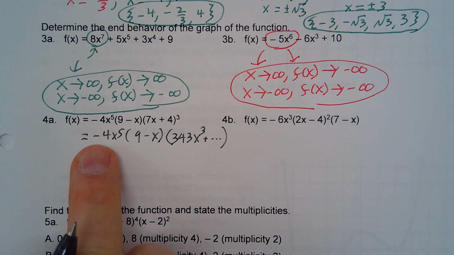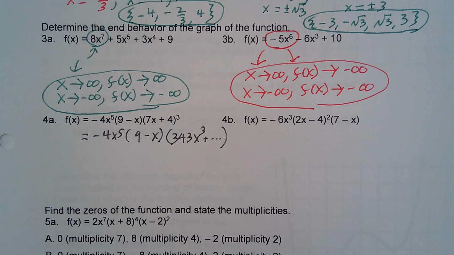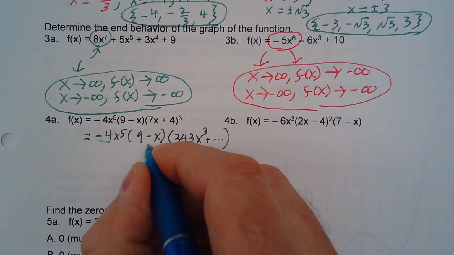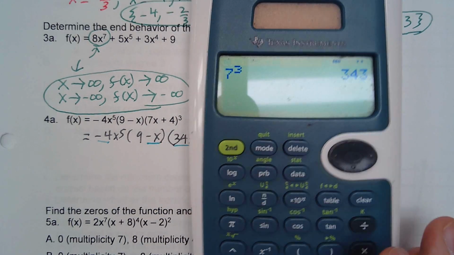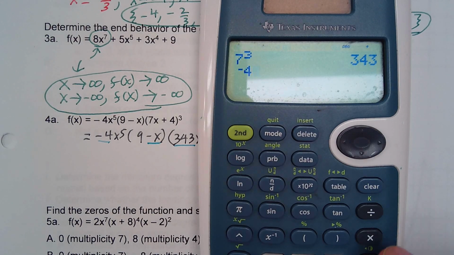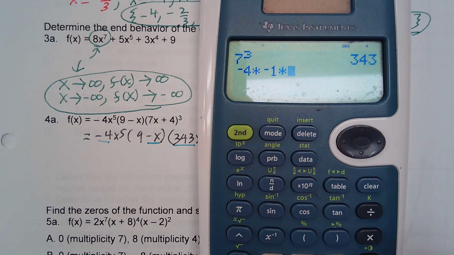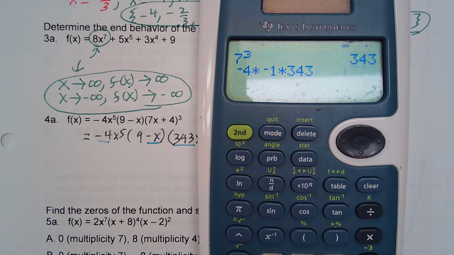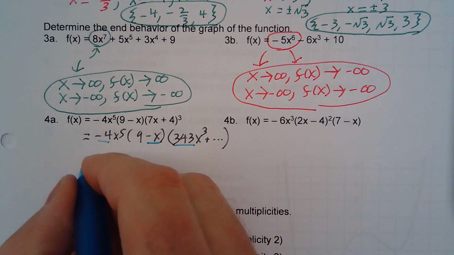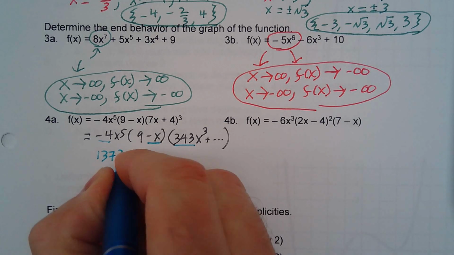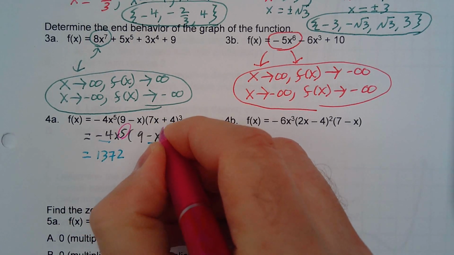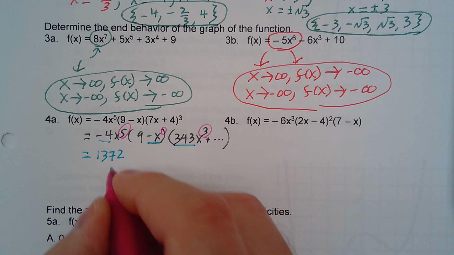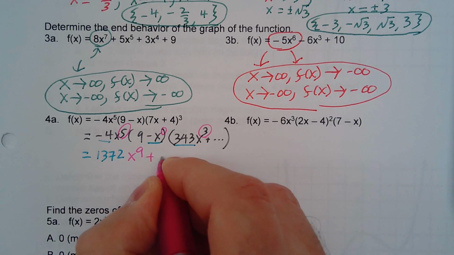Okay, so now I got a negative 4. I'm going to multiply this with this negative 1 times 343, so this is going to be a huge number. That gives me positive 1372. And let's get the powers here. We have 5, 1, and 3, so that's 9. X to the 9th plus a bunch of other terms.